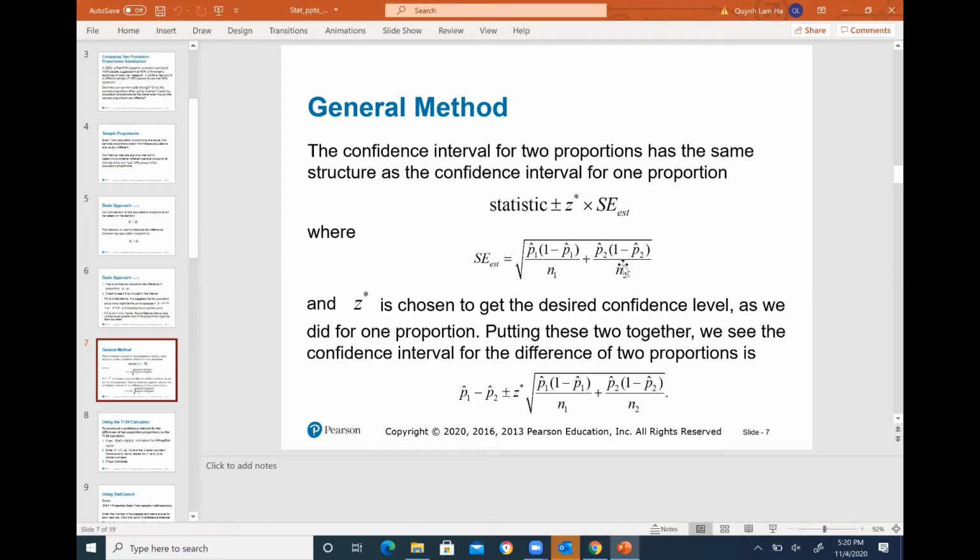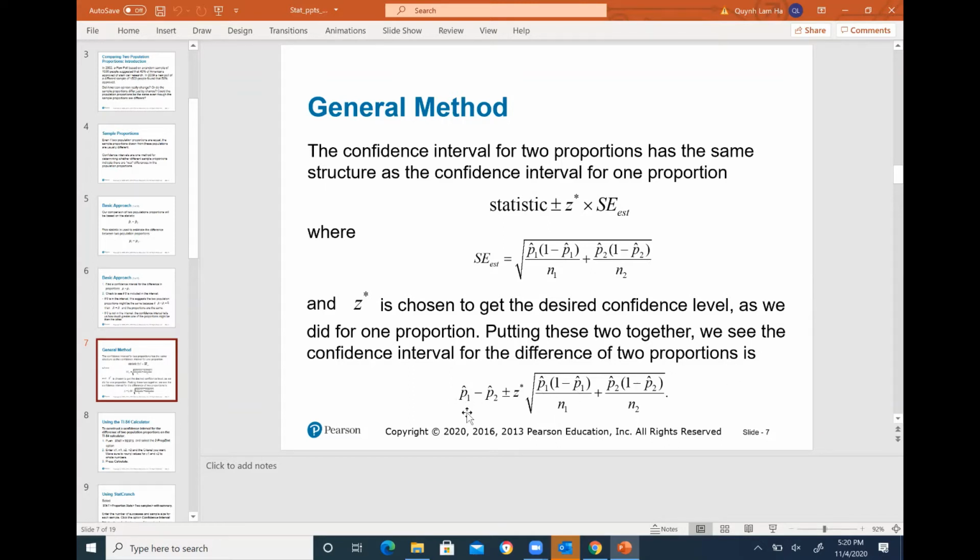So this would be the formula. It looks complicated, but when you plug in the values correctly, you have to do it slowly, otherwise you do the wrong math. And Z star is chosen to get the desired confidence level, as we did for one proportion, just similar to 7.4.